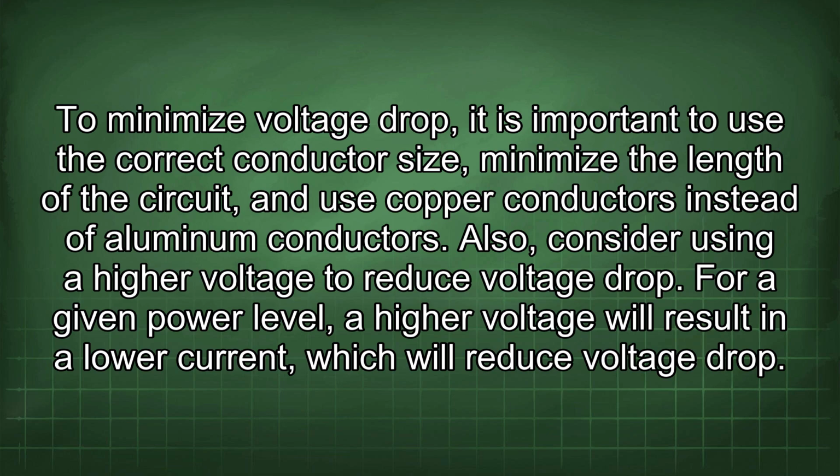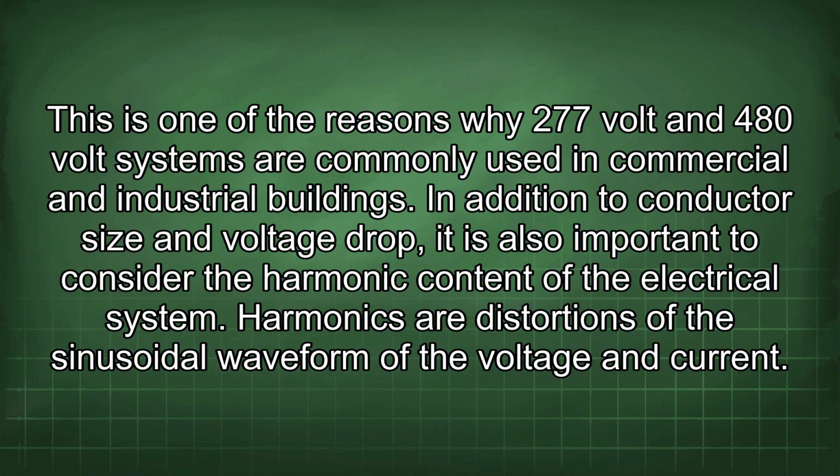Also, consider using a higher voltage to reduce voltage drop. For a given power level, a higher voltage will result in a lower current, which will reduce voltage drop. This is one of the reasons why 277 volt and 480 volt systems are commonly used in commercial and industrial buildings.